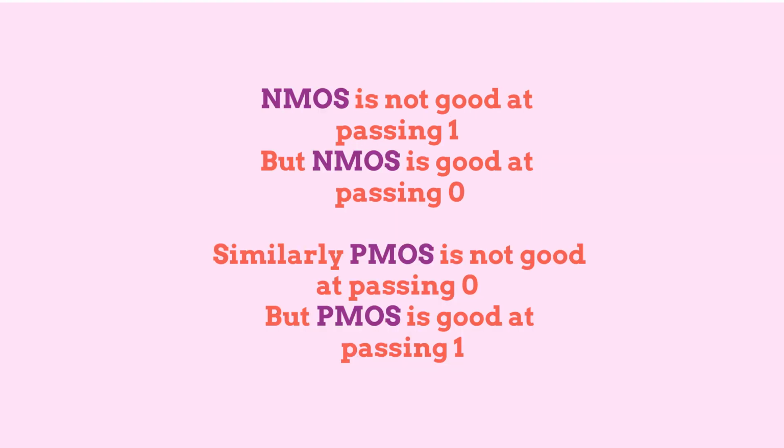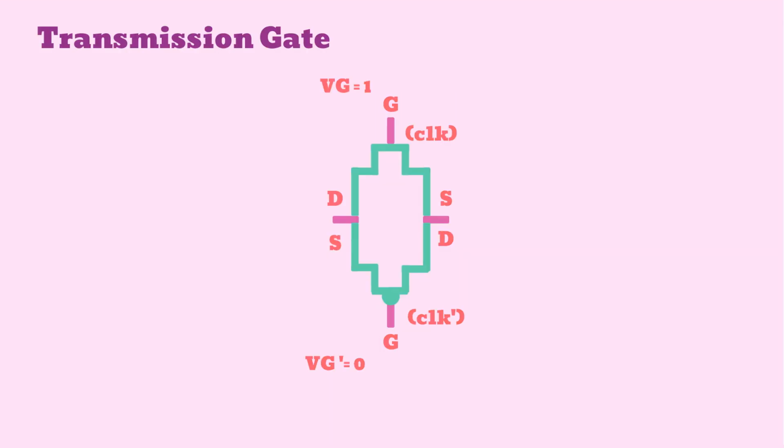We saw that NMOS is not good at passing 1, but NMOS is good at passing 0. Similarly, PMOS is not good at passing 0, but PMOS is good at passing 1. Thus, PMOS and NMOS are used together in transmission gates to overcome these shortcomings.